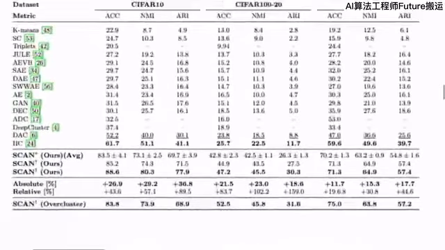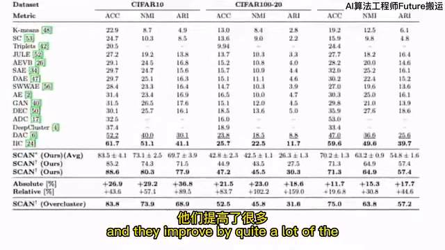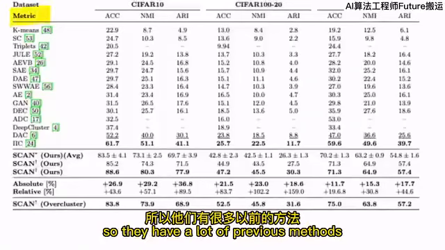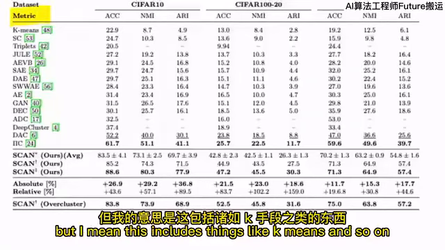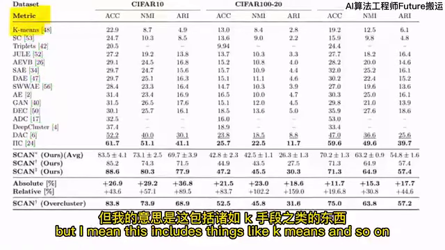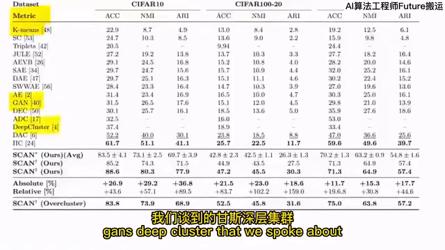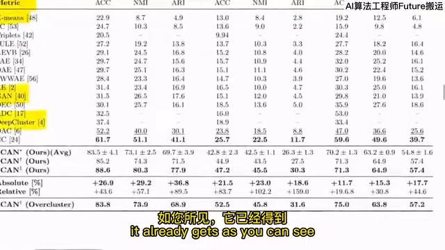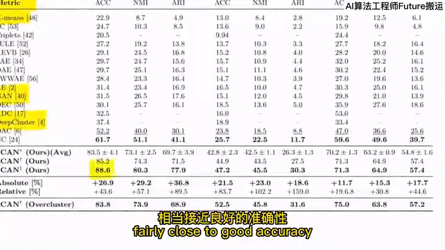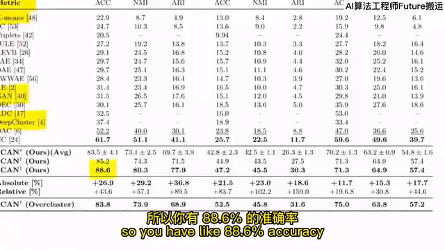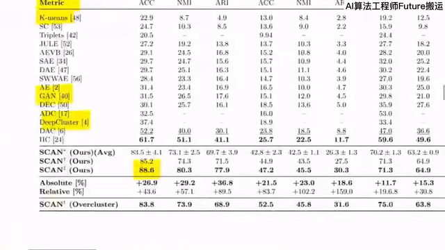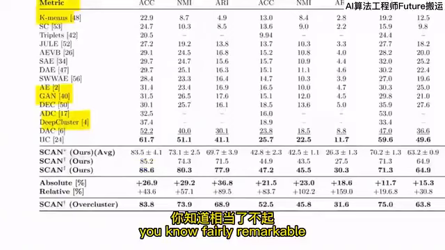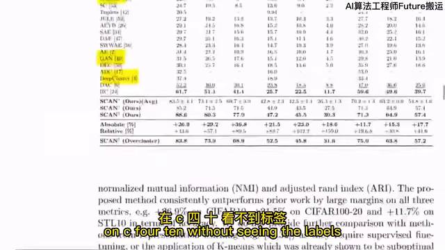Okay, so they do investigate how much they improve, and they improve by quite a lot above the previous methods. So they have a lot of previous methods, but this includes things like k-means and so on, GANs, deep cluster that we spoke about. And this method, as you can see, gets fairly close to good accuracy. So you have like 88.6% accuracy, and that's fairly remarkable on CIFAR10 without seeing the labels.